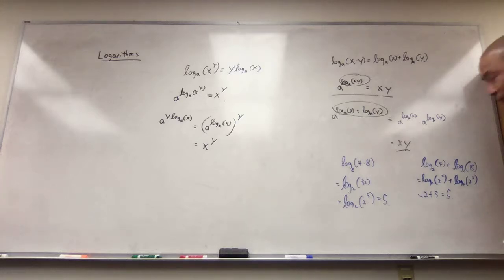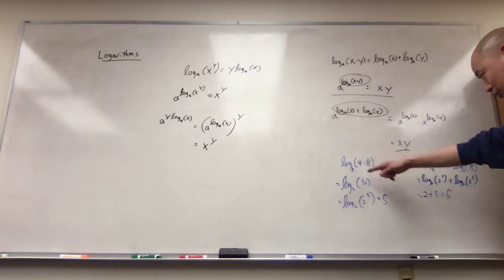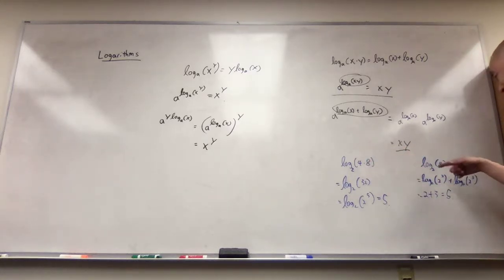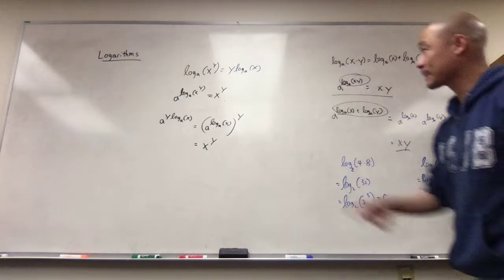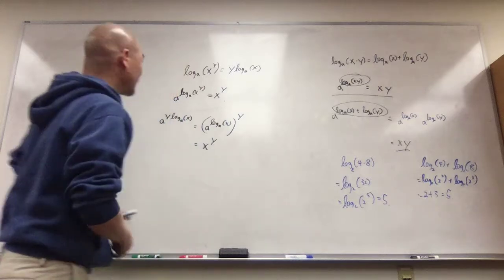And so there's nothing really crazy being said here. All that's saying is the power that I need to raise 2 to get 32, that's the power I need to raise to get to 4 plus the power I need to raise to get to 8. And this is no different here.